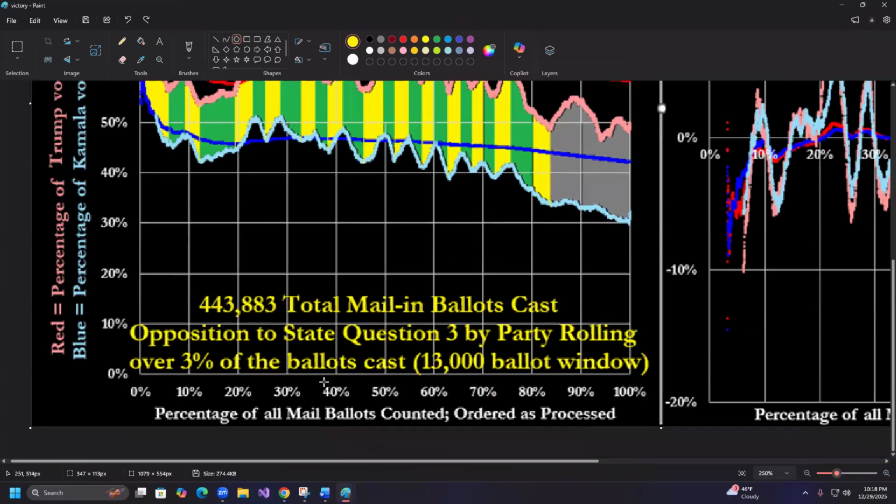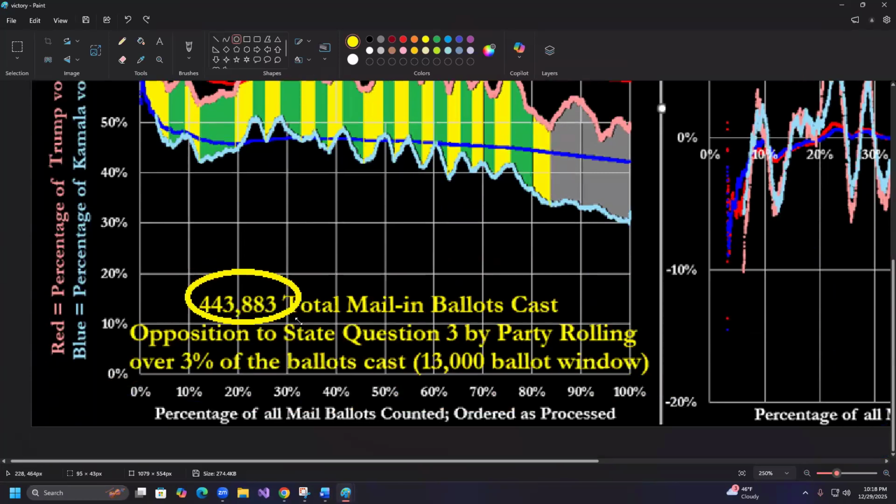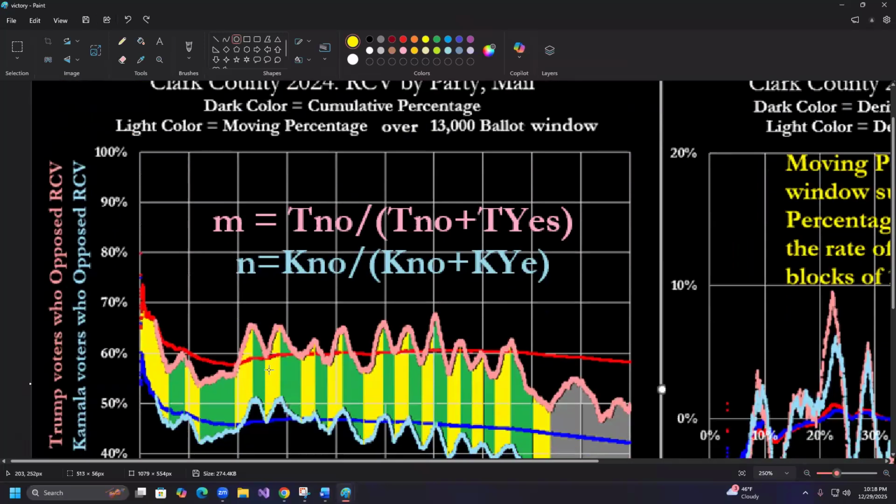The ballot number here is the percentage of ballots counted. So halfway through the count is half of 443,000, which is about 220,000. So we normalize this from 0 to 100. This is doing addition, subtraction, multiplication, and division with numbers. It's not mathematics, it's arithmetic. That's right. You don't need to be an expert. You don't have to have a PhD to do this.